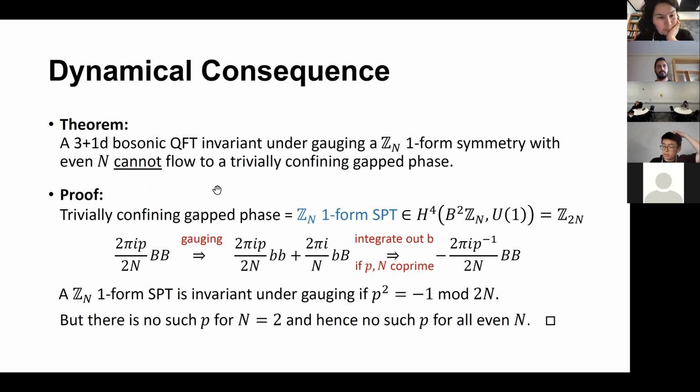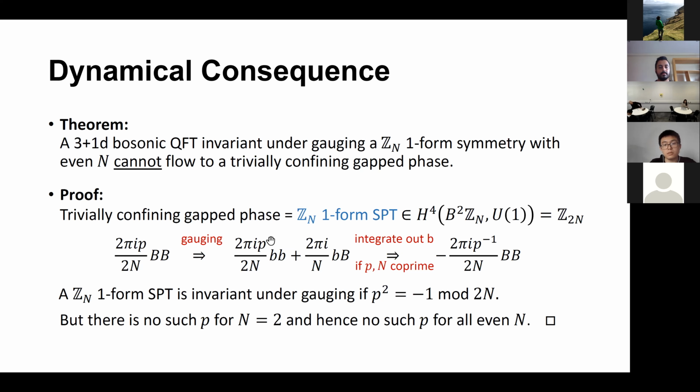Let me just quickly sketch how the proof works. This will be rather brief. As I said, a trivially confining gapped phase implies that the theory is just a Zn 1-form SPT. And in fact, Zn 1-form SPTs are all classified, and they are given by the fourth cohomology on this space, which is a Z2n group. Explicitly, they can be written as these actions: B cup B, with coefficient 2πi p over 2n. Here p labels or parameterizes the Zn 1-form SPT, and this takes 2n values.